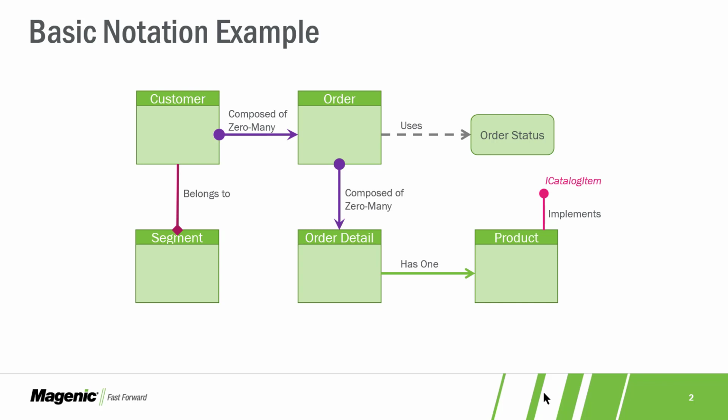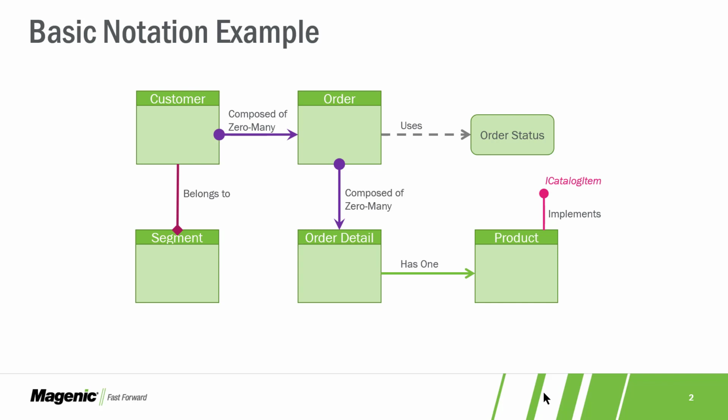We have an aggregation. Customers belong to segments, but a customer and a segment can exist independent of each other. We have a composition, which is that an order belongs to a customer and an order detail belongs to an order. Those are compositions because the children can't exist separately of the parents. The order has an order status. In C#, this would be an enumeration, and so we say that it uses order status.